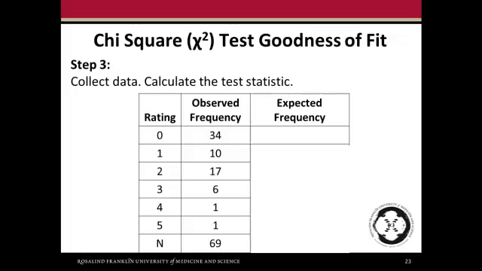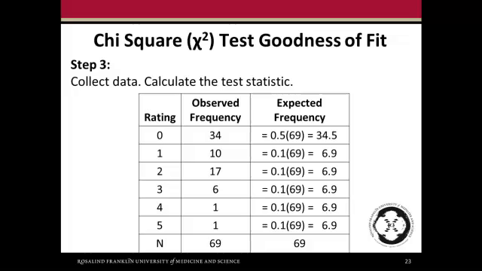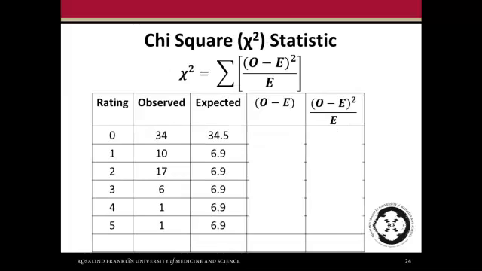Then we need to get our expected frequency based on the model. The expected frequency for rating 0 would be that half of the 69 individuals would have a rating of 0, so 0.5 times 69 is 34.5. The model also predicts that each of the other ratings would be represented by 10% of the individuals in the study. 10% of the individuals would be 6.9, and they should sum up to be the same as the observed. Now we can calculate the chi-square statistic.